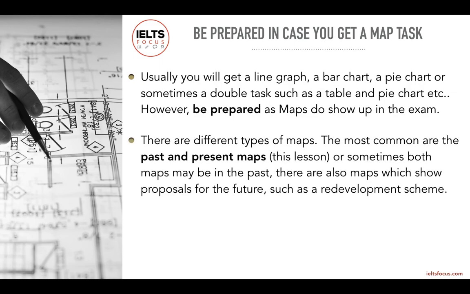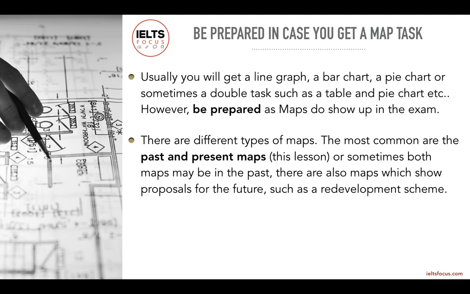Now there are different types of maps. The most common are usually past and present maps, and that's what this lesson is going to be about. We're going to look at two different maps, so past and present. Sometimes both maps might be in the past, so in that case you'll use the past tense. And of course there are other maps that show proposals for the future. So you might have a map with the present, what's happening now, and proposals for, say, a redevelopment scheme in the future. Now that's a bit different. You'll need to use the future tense there. But I just want to look at past and present maps in this lesson.